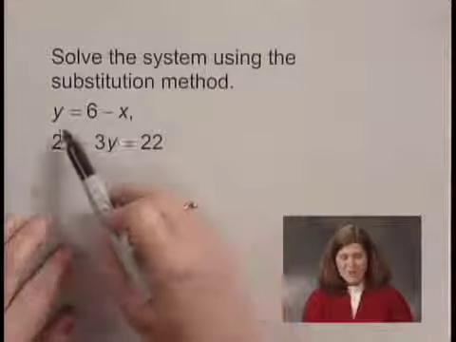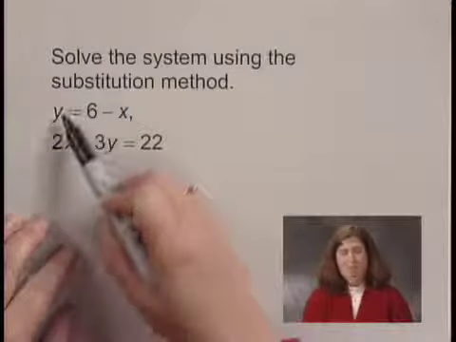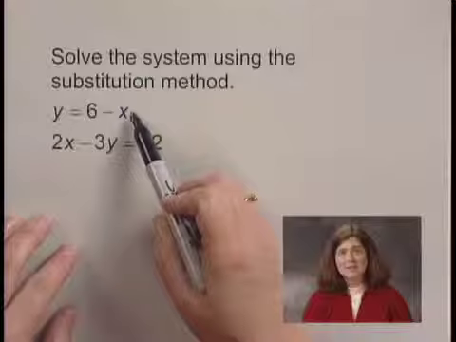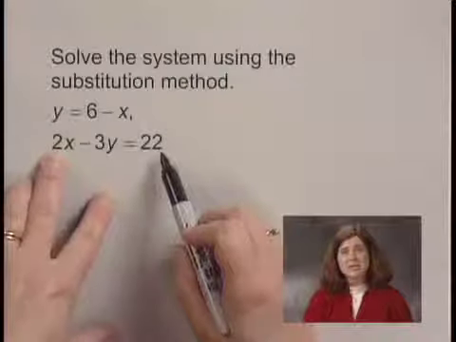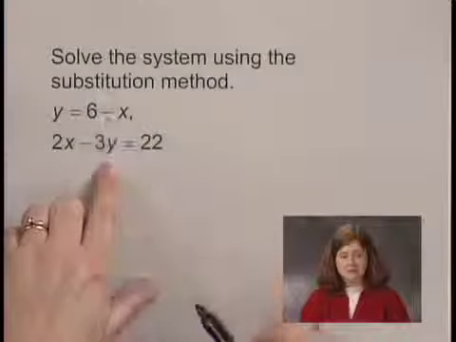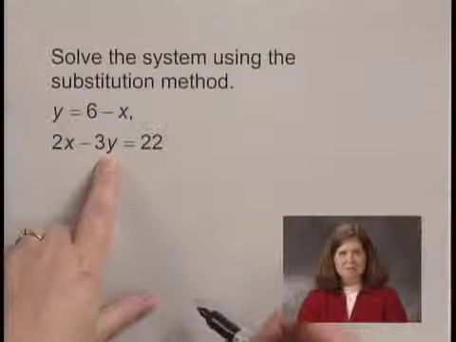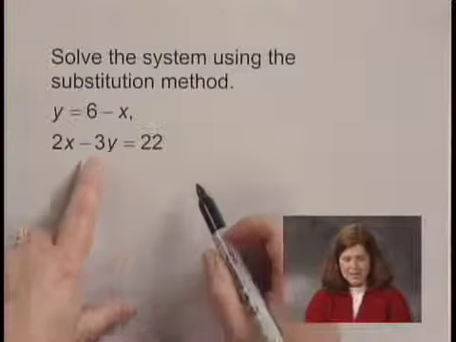The first equation is already solved for y. This means that in this system, y is the same thing as 6 minus x. So in the second equation, whenever I see a y, I can substitute 6 minus x. I want to use parentheses when I substitute in order to get things clear and not make any mistakes.